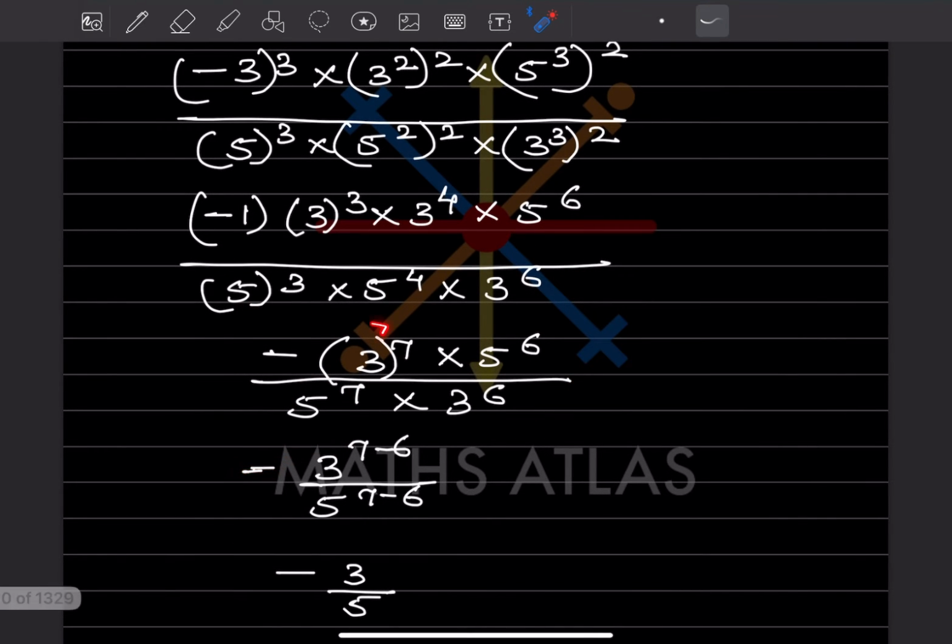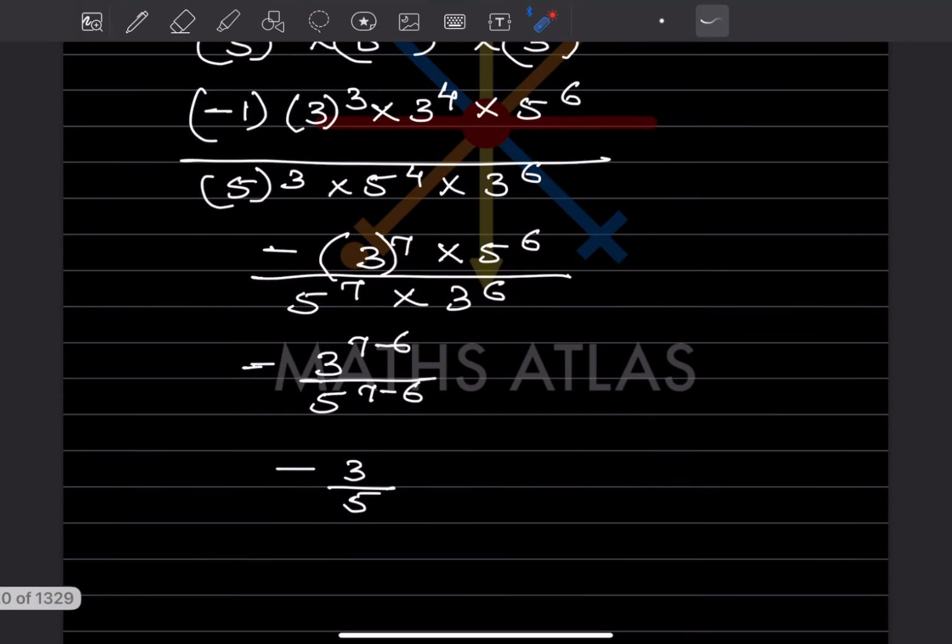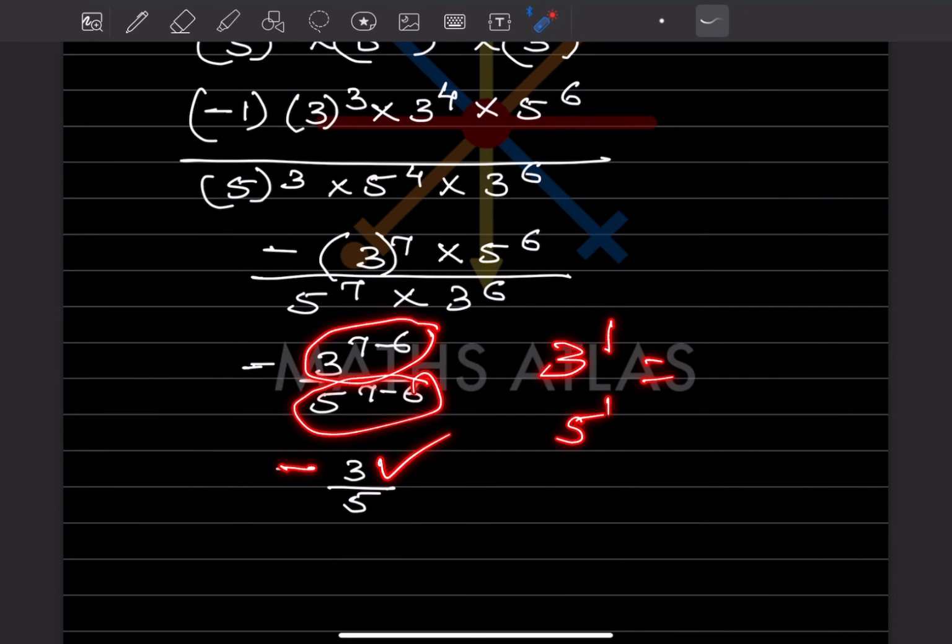Now what we'll do, we'll take this part. That will be 3 raised to 7 minus 6. And this we can keep in the denominator itself. So that will be 5 raised to 7 minus 6. So this minus here, this will be 3 raised to 1, that will be 3, and this will be 5 raised to 1, that is going to be 5. So this is the answer.